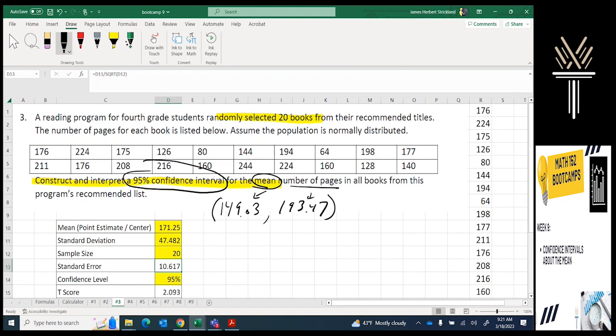No idea where it is. It could be way down near 149, or it can be way up there near 193. I just know it's more than 149 and it's less than 193 with 95% confidence, which of course means 5% of the time this method won't work.